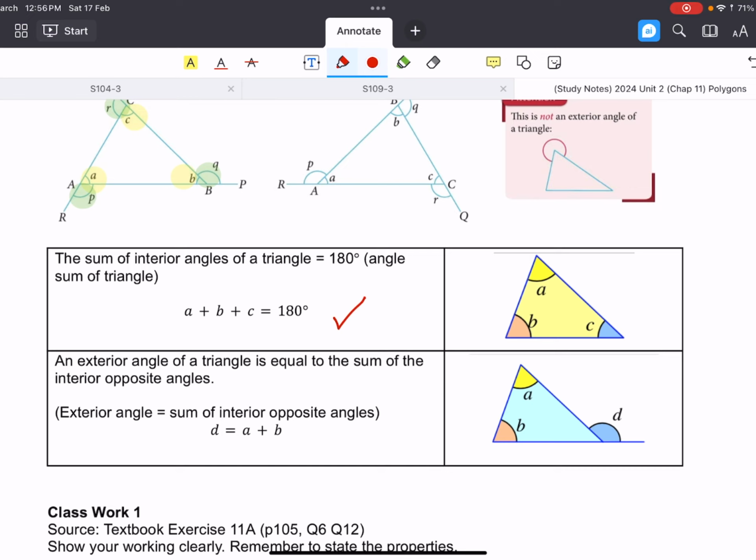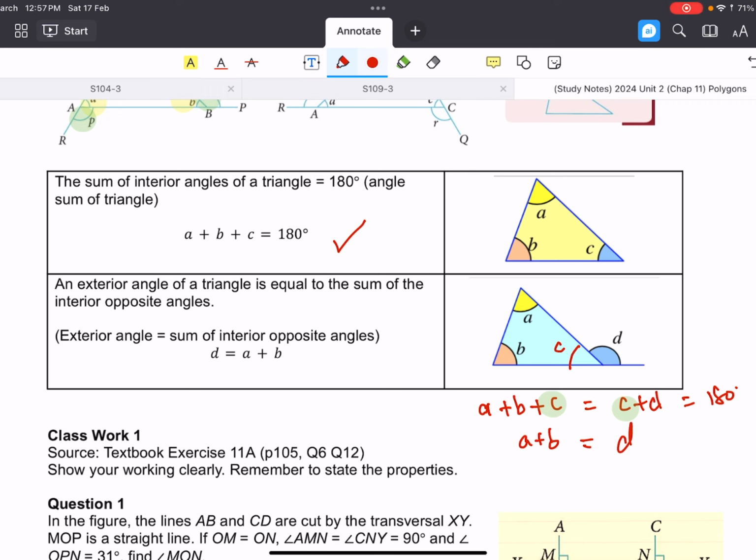But that also brings us to something interesting. The exterior angle is equal to the sum of the two interior opposite angles. This is true because if I mark out angle C here, we can see that A plus B plus C is 180. Now, C plus D is also 180. So A plus B plus C equals C plus D, which is 180 degrees. If I remove C on both sides, it's easy to establish that A plus B equals D. So this is always true. These are the two properties of a triangle that we have figured out.